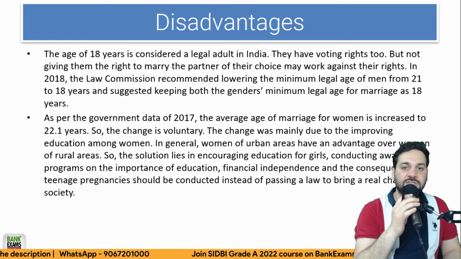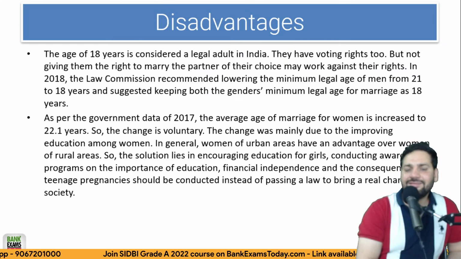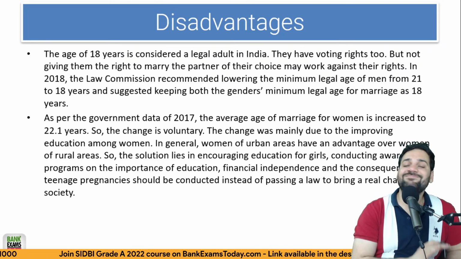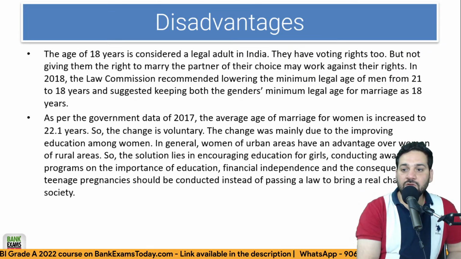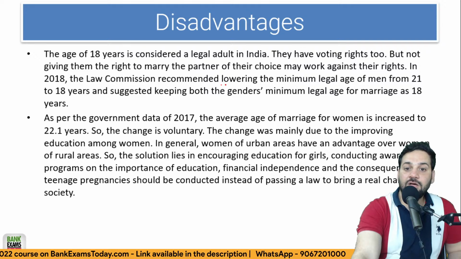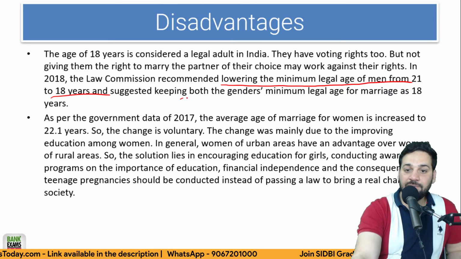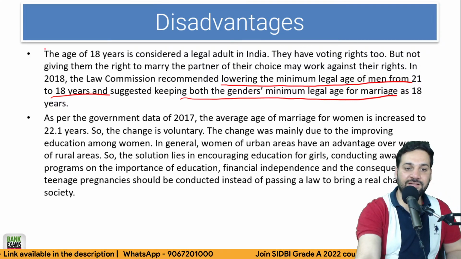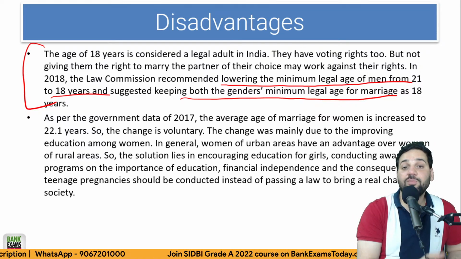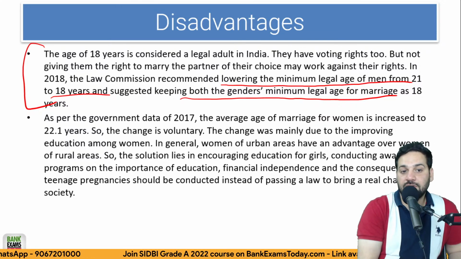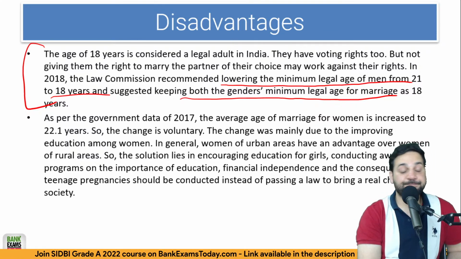So if you know the laws, if you know data, if you have some legit data to support your ideas, that is good enough. But if you don't have the data, still it's good enough. Okay. You can still give your ideas. So in 2018, the Law Commission recommended lowering the minimum legal age of men from 21 to 18 and suggested keeping both genders at a minimum legal age of 18 years. So the Law Commission said, why is the minimum age for men 21, it should be 18. There was a commission which recommended that the minimum age for men should be 18 as well.